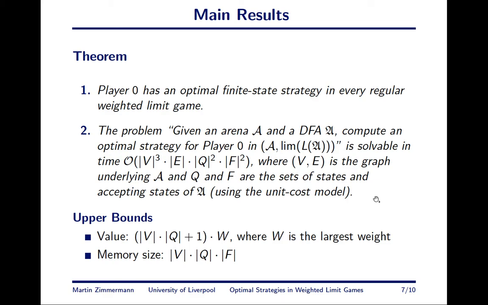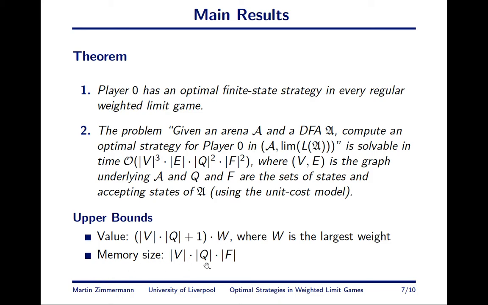And from the proof of this result, the second result here, we get some upper bounds on the value of an optimal strategy. So notice that this could be infinite, but if it is not infinite, then it is bounded by this value here. So it's linear in the size of the arena and the size of the automaton, and linear in the largest weight used in the arena.